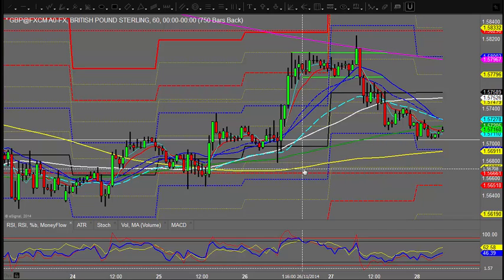Sorry, one last final thing before I completely disappear. Just to remind you, we do have the European flash estimate of the inflation figures out this morning at 10 o'clock, which could create a bit of volatility.